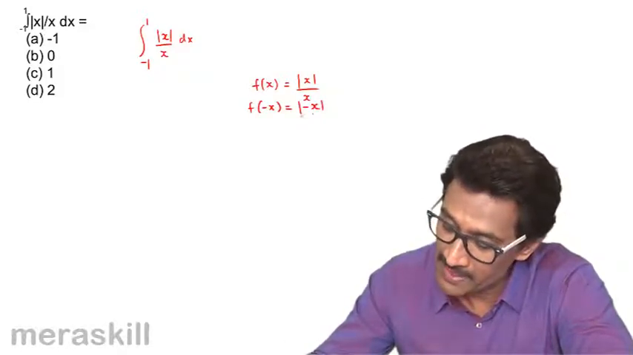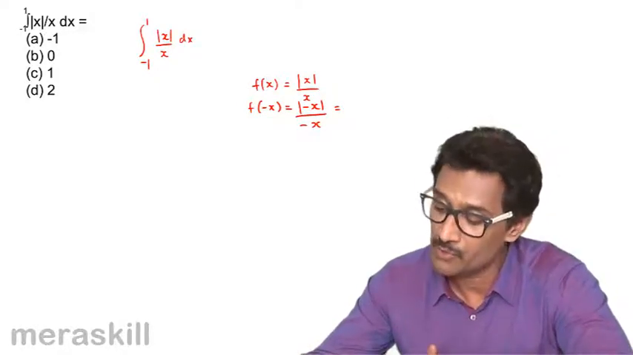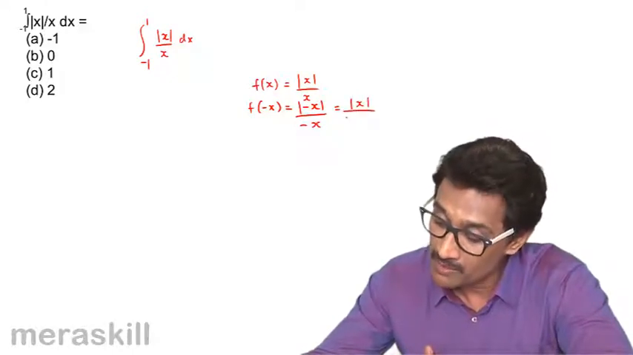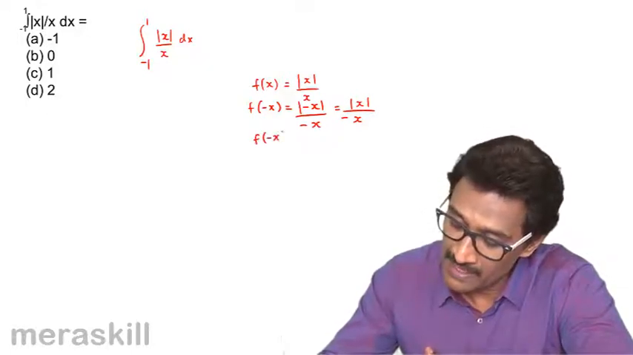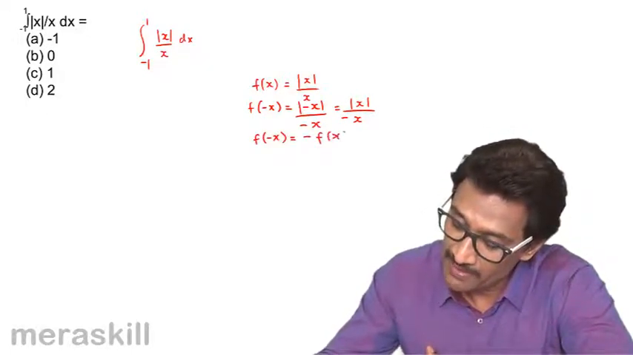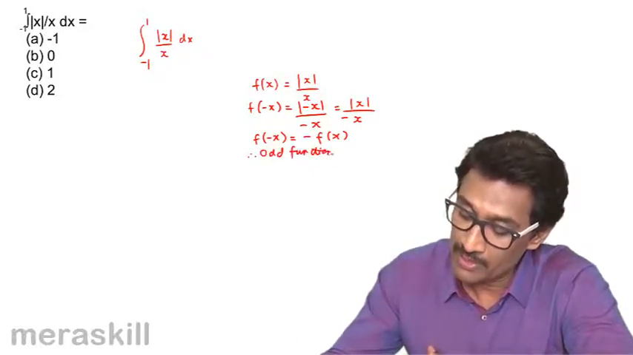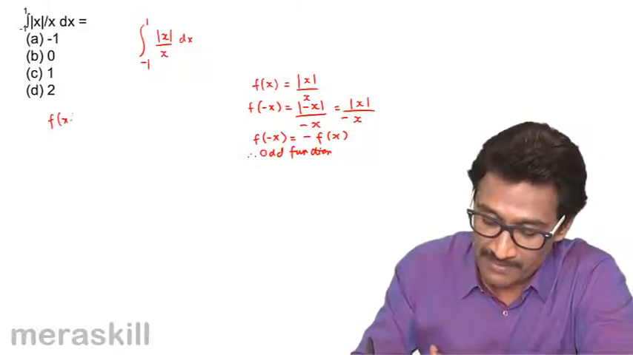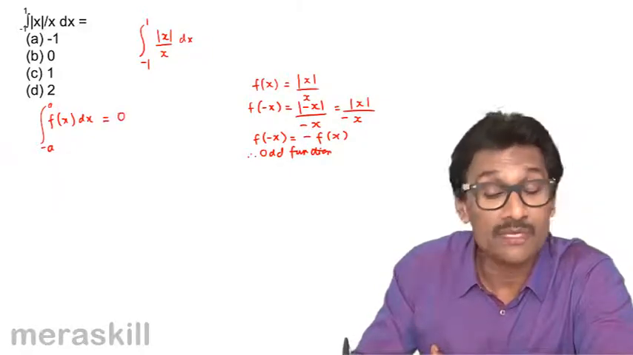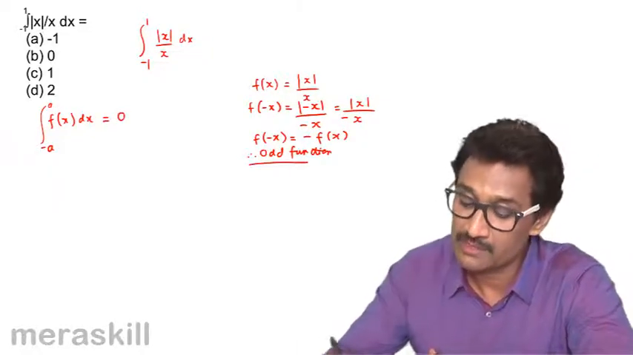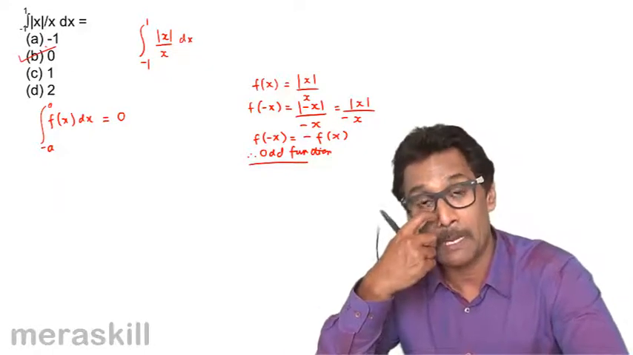Absolute value of minus x upon minus x, which is nothing but eventually, absolute value of minus x and absolute value of x are one and the same, but the denominator is going to become minus x. That means f of minus x is equal to minus of f of x. Therefore, it's an odd function. And we know that in an odd function, the integral of f of x dx from a to minus a has to be 0. Now, since this is an odd function and the range is from a to minus a, the value of this has to be 0.